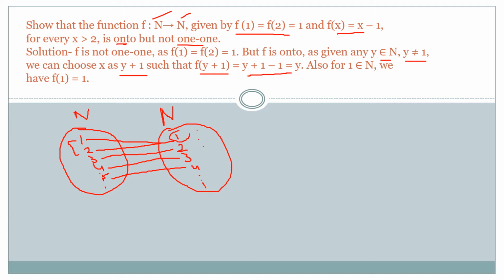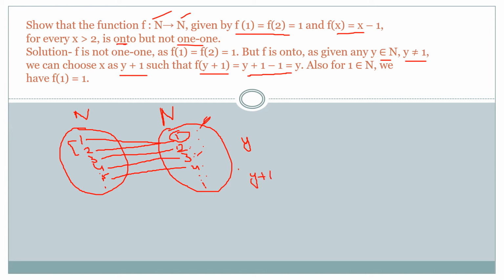You can see we are saying y not equal to 1, so for a moment leave this number. For every other natural number 2, 3, 4 and so on, we can choose x as y plus 1. The pre-image of 2 is 3, the pre-image of 3 is 4, the pre-image of 4 is 5, the pre-image of 5 is 6, so 1 more than this. So whenever we choose any y in the natural numbers, we will get a pre-image, and that will be y plus 1.